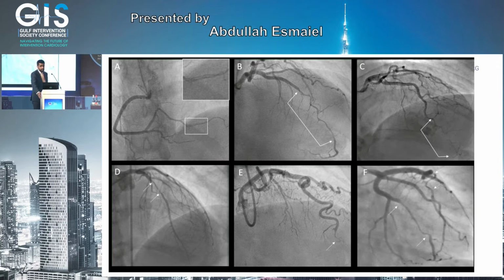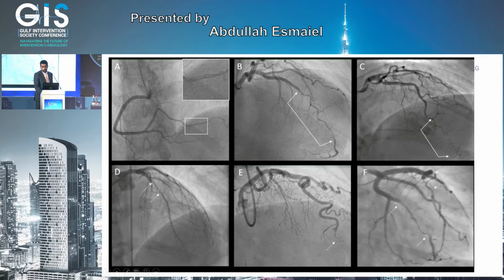Now in terms of vessels affected, usually SCAD affects the LAD. It accounts for 45% of cases, followed by the CIRC, around 30%, and the RCA is 25%. And the most affected segments of the LAD are the mid to distal segments. Sometimes you can have multi-vessel SCAD, like in F.